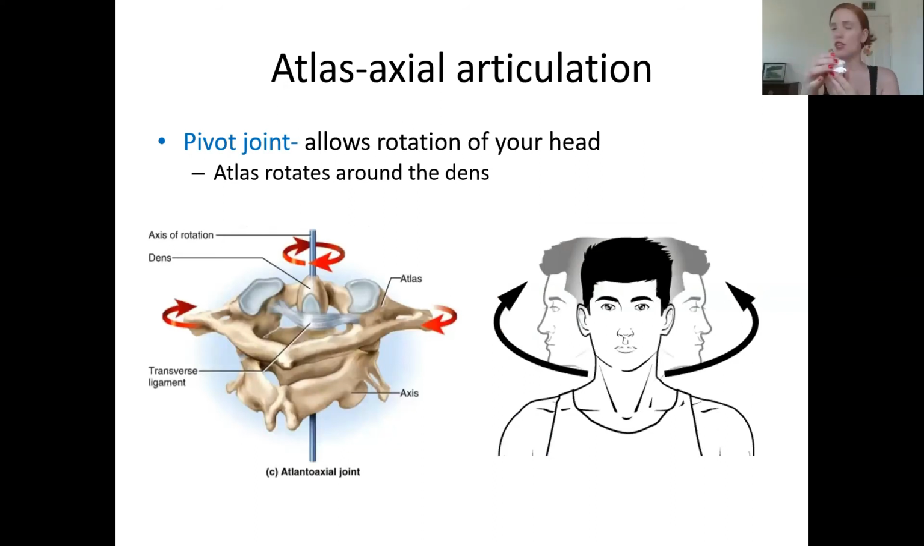So the axis allows you to shake your head no. That allows a pivot joint, which just means it's going to rotate along an axis. The dens of the axis allows the atlas, which is the first one, to pivot around it. Rotate your head like this. And that's where they're special.